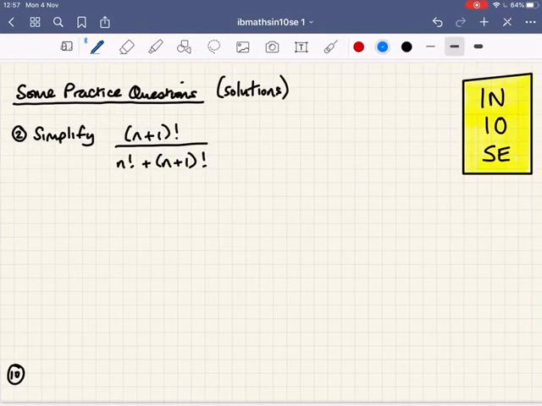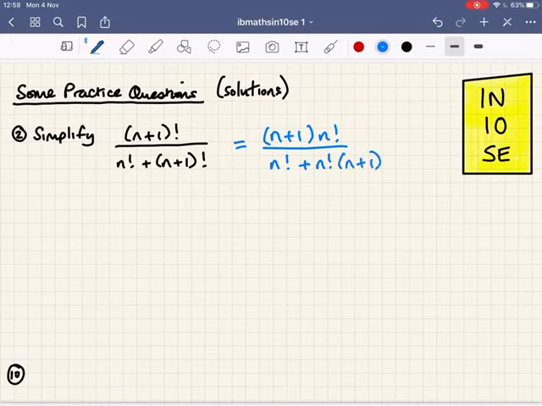Second example that I gave you was just simplifying this expression. Now, again, we want to rewrite everything in here in terms of the smaller of the factorial expressions, which here we've got to choose between n plus 1 or n, so we'll go with n. So I'm going to rewrite the top as n plus 1 times n factorial. The bottom is n factorial plus n factorial times n plus 1, like the bit above.